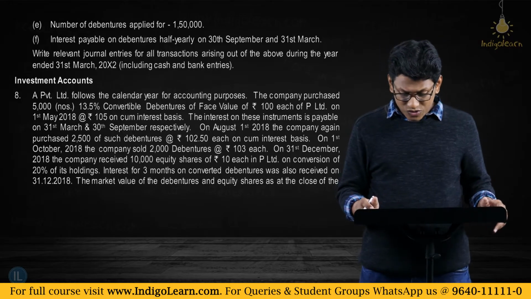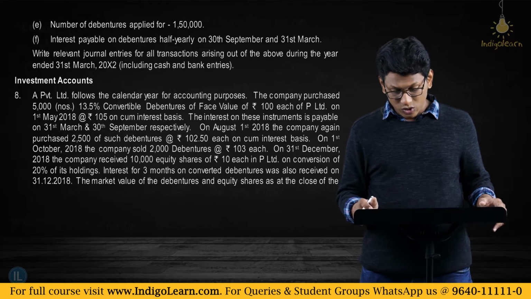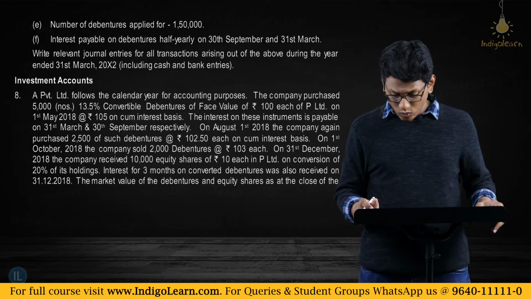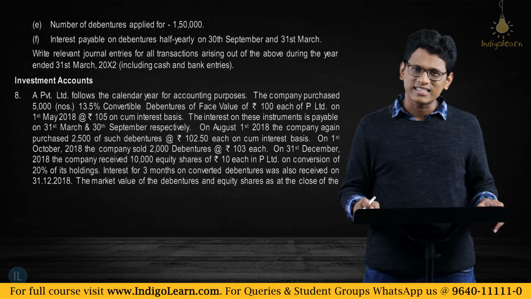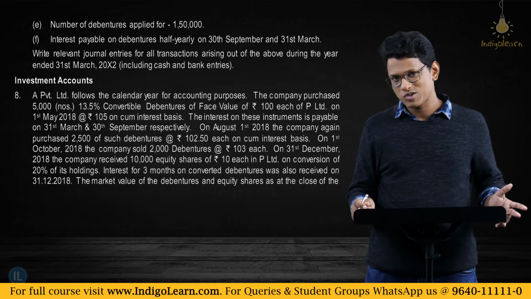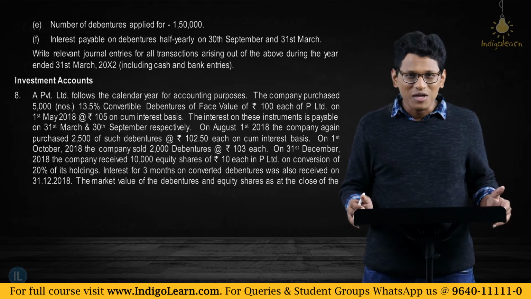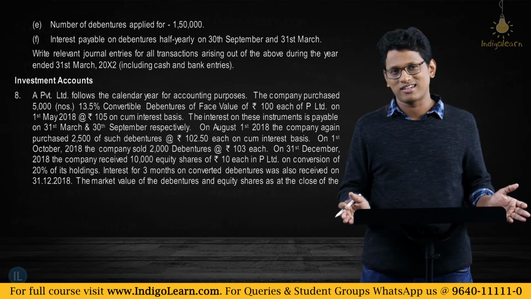Out of how many debentures we have? 5,000 plus we purchased 2,500. Out of 7,500 we sold off 2,000 debentures, okay, at 103. Now, when I say 103, is it cum interest or ex interest? Well, interest was collected till yesterday. Today if I am selling off, there is no interest that I am considering in that. So, even if you say cum interest, there is no interest in it, okay.